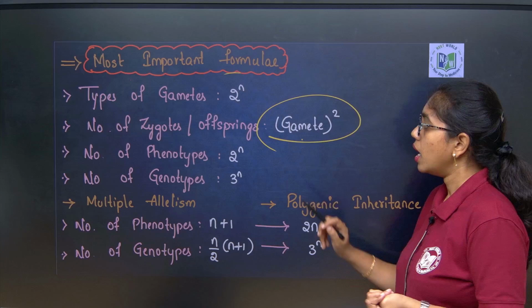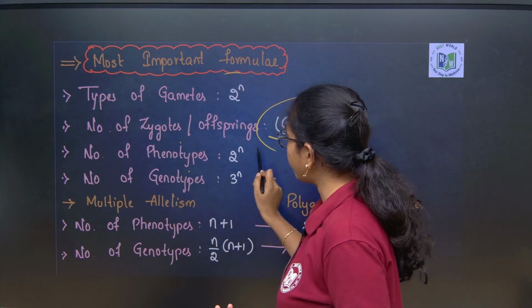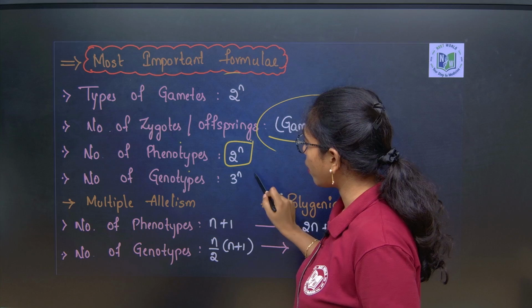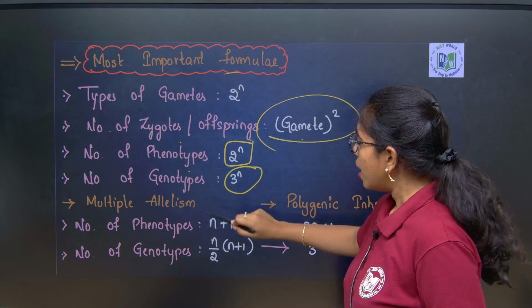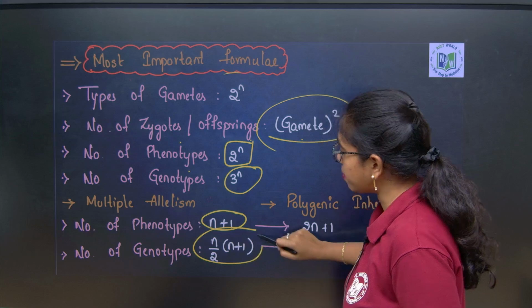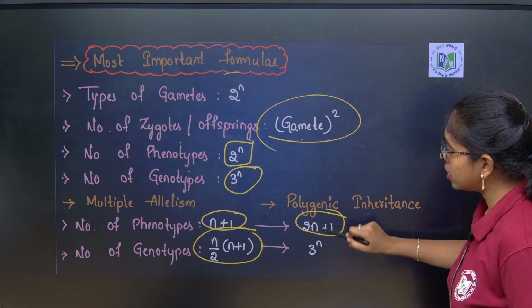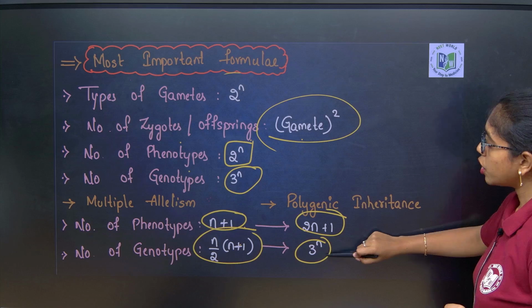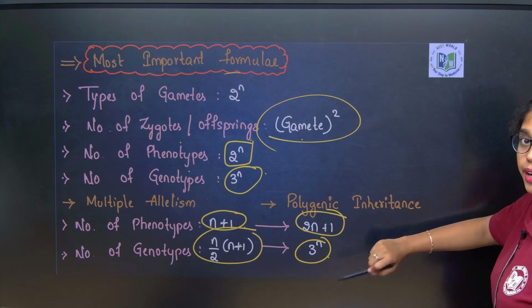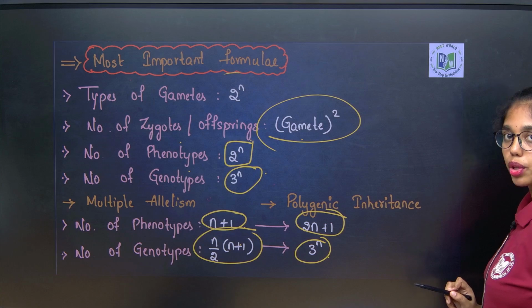And how do you identify the number of phenotypes and genotypes? This is the formula, 2 to the power of n and 3 to the power of n. For multiple allelism, to identify the number of phenotypes and genotypes, this will be the formula. For polygenic inheritance, this is the formula. The genotypic ratio for polygenic inheritance and the normal number of genotypes are the same, that is 3 to the power of n.